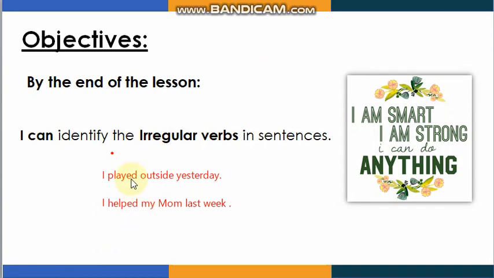Okay, it's regular, right? So everyone, I want you to pay attention to the verb. Where is the verb? Excellent. Played. I played outside yesterday. And where's the verb over here? Helped. Excellent. The verb is helped.